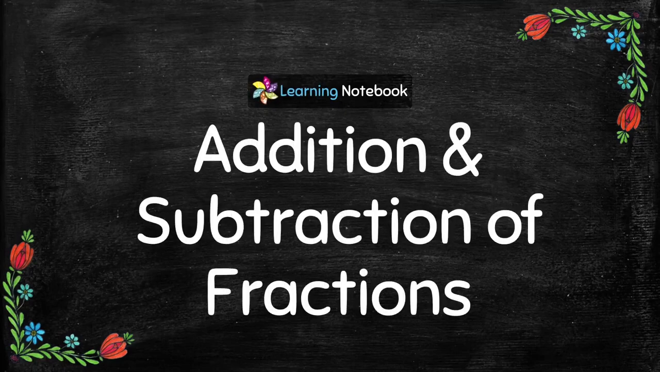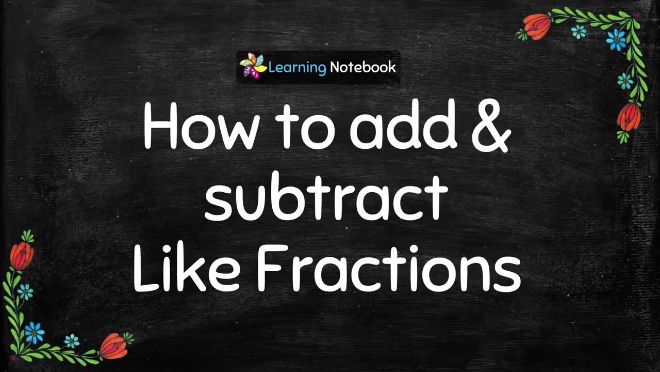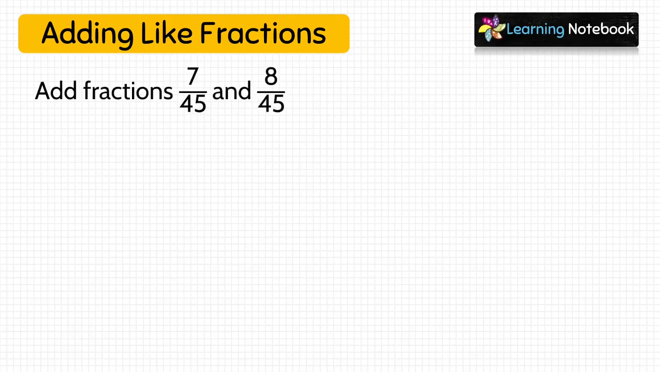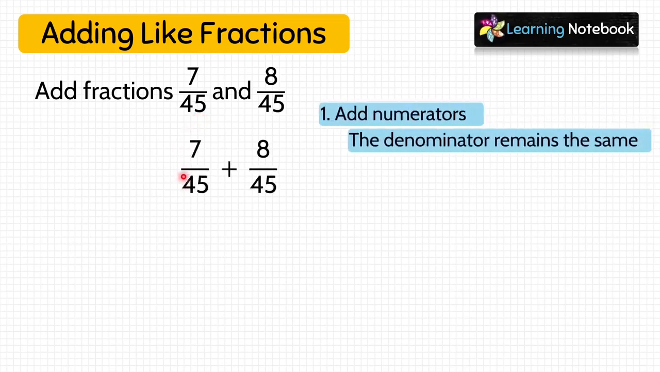Now let's move to our next topic, addition and subtraction of fractions. First we will learn how to add and subtract like fractions. Question is, add fractions 7 by 45 and 8 by 45. As you can see, both these fractions are like fractions. Their denominator 45 is same. So we will just add their numerators. So we will do 7 plus 8 upon 45 as the denominator would remain the same.